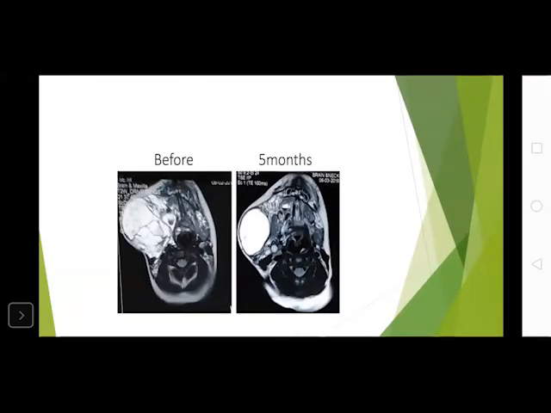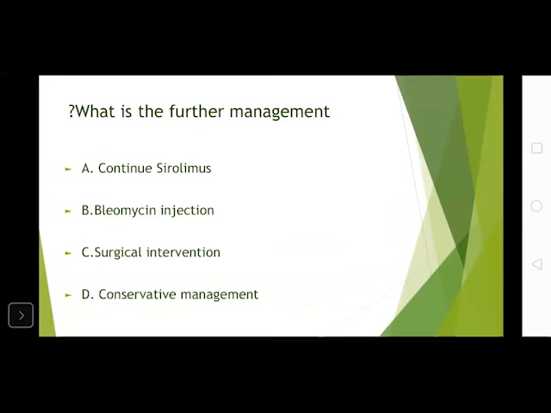And this is the photo of the MRI before start of sirolimus and 5 months after start of sirolimus. It shows decrease in the size of the lesion and less displacement to the contralateral side. Our second question, what is the further management? Either to continue sirolimus, or bleomycin injection, or to do surgical intervention, or to stop sirolimus and keep the patient on conservative management.